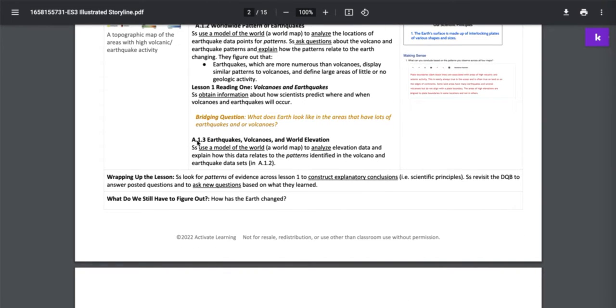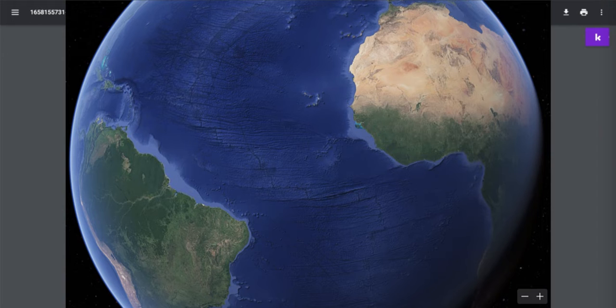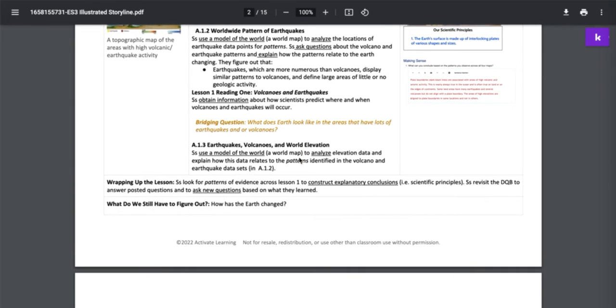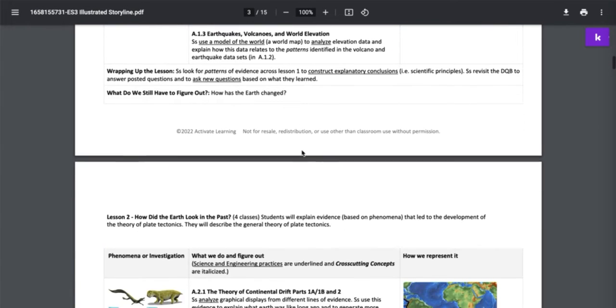The last one in lesson one is to look at the world elevation. Again, I really like doing this on Google Earth because the elevation and the water really show up well. You can see where there are cracks or some sort of feature in the ocean, and you're also going to see volcanoes and earthquakes. That ties it together nicely. It lets students know there are physical manifestations of something going on, and that's where these earthquakes and volcanoes are showing up. And so that's lesson one.